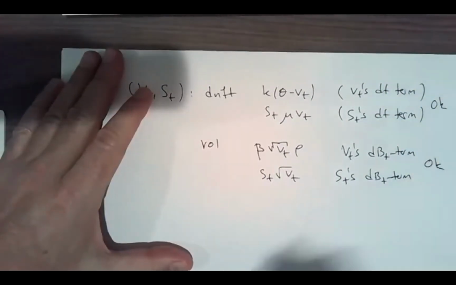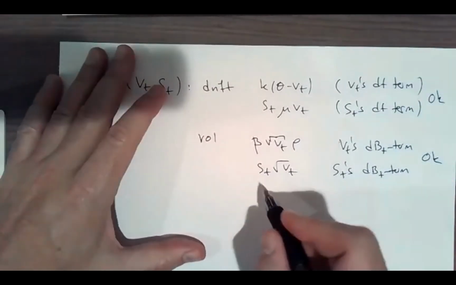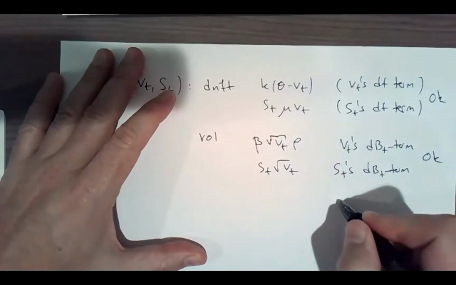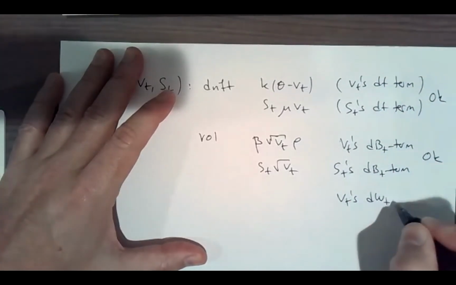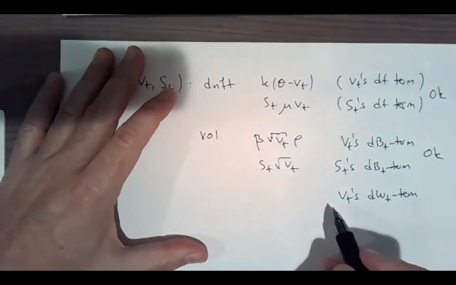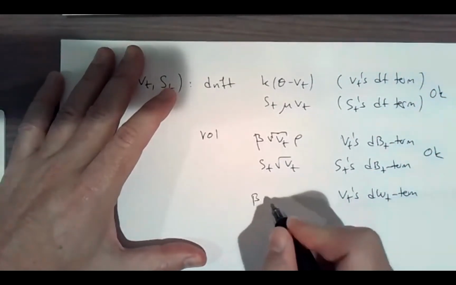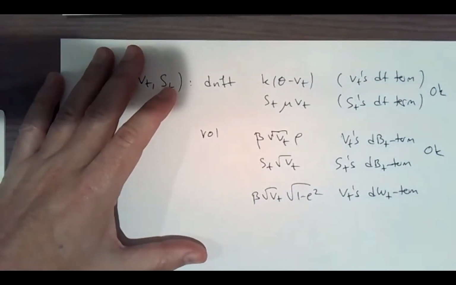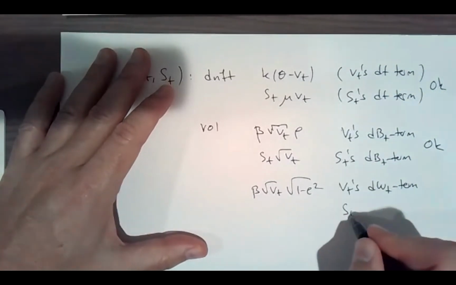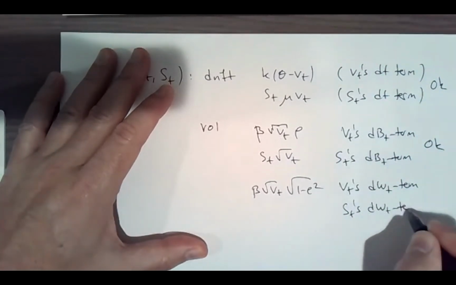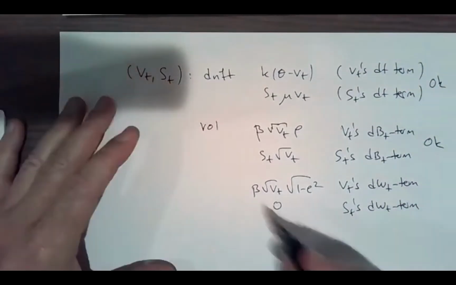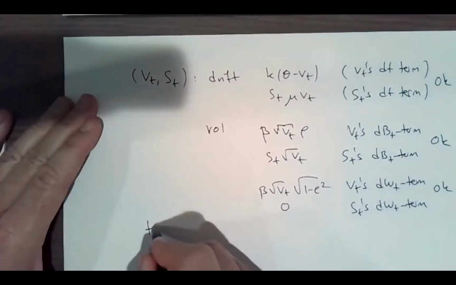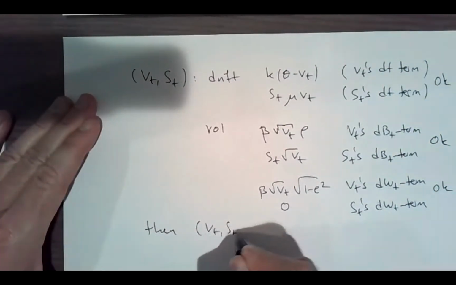You're okay. And then finally, the second vol term we have to check out is, well, I look at VT's dW term. Then there I'll have beta root V root 1 minus rho squared. And ST doesn't have such a term. Right, so this will be a 0. Are they all functions of VT and ST? They're okay. Right, so then VT and ST is Markov.